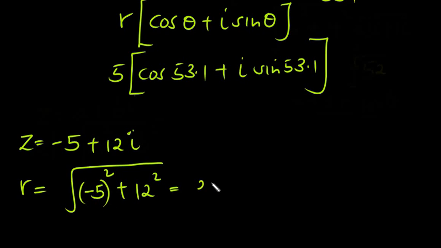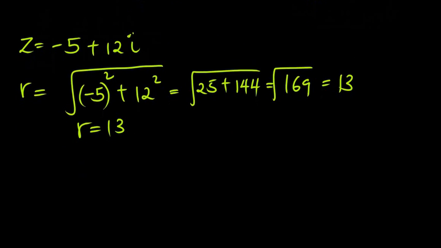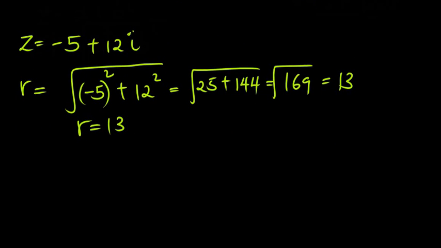So it's going to be 25 plus 12 squared, which is 144, and this is going to be the root of 169, which is equal to 13. So this means that the modulus of this complex number is equal to 13. So I want us now to find the value of theta.